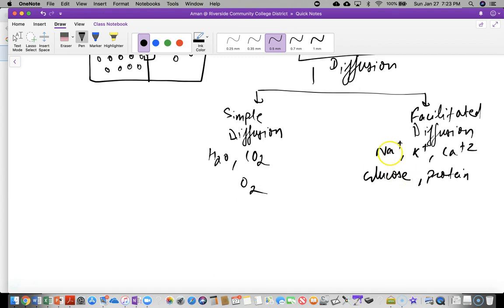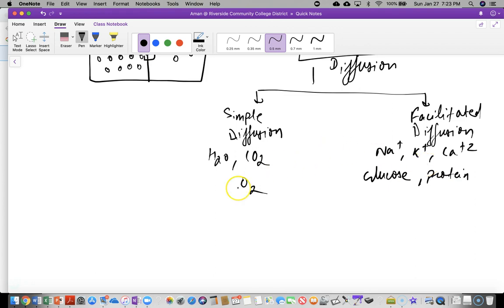On the other hand, you have smaller ions. You see sodium, potassium, calcium. Sodium is smaller than CO2 or H2O or oxygen, O2, because sodium is just one atom. These are 2 atoms, 3 atoms, 3 atoms. These are actually bigger than sodium, potassium, and calcium. But why are sodium, potassium, and calcium not able to pass through the membrane?